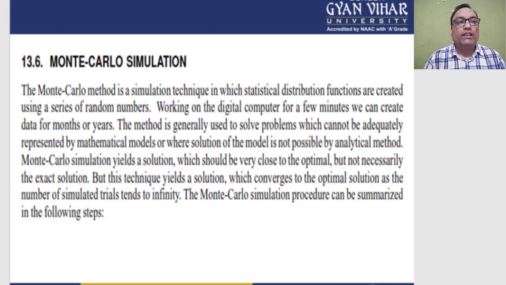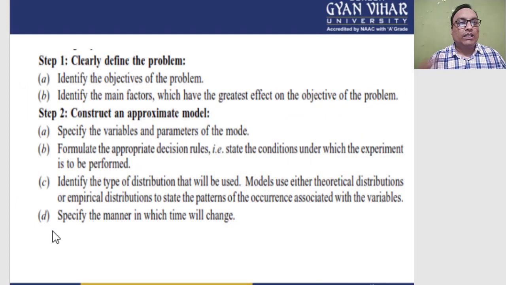So Monte Carlo simulation gives a solution which should be very close to the optimal, but not necessarily the exact solution. But this technique yields a solution which converges to the optimal solution as the number of simulated trials increases. The Monte Carlo simulation procedure can be summarized in the following steps. So these are the steps for the Monte Carlo simulation. This is summarized by two steps. First is step number 1, clearly define the problem, and second is construct an appropriate model.